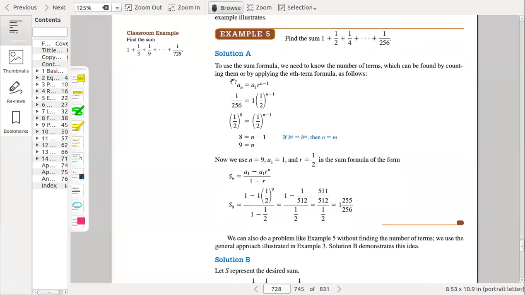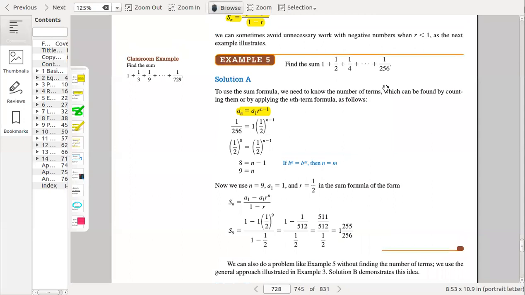To use the sum formula, we need to know the number of terms, which can be found by counting them or by applying the nth term formula. The nth term formula is an is equal to a1 r power n minus 1. So the nth term is given here.